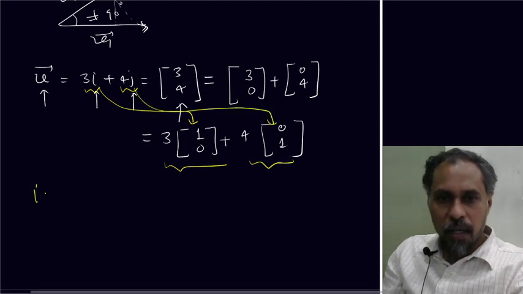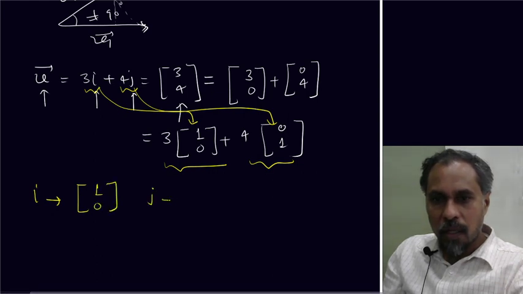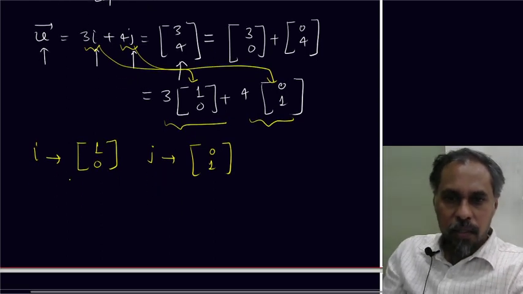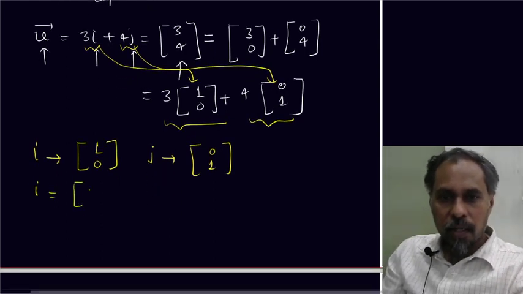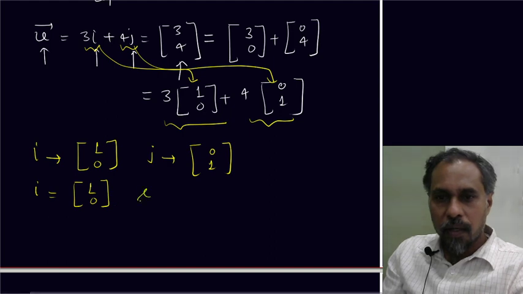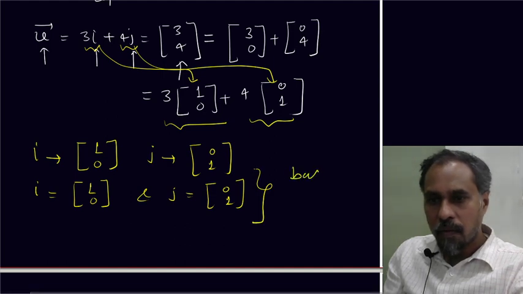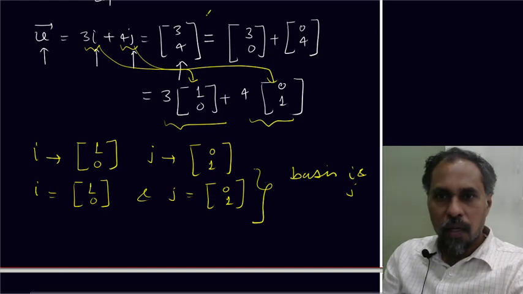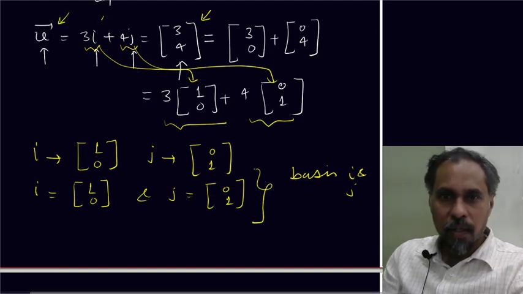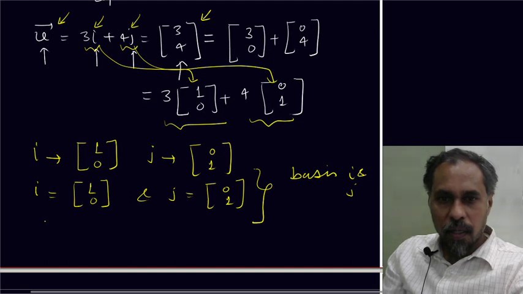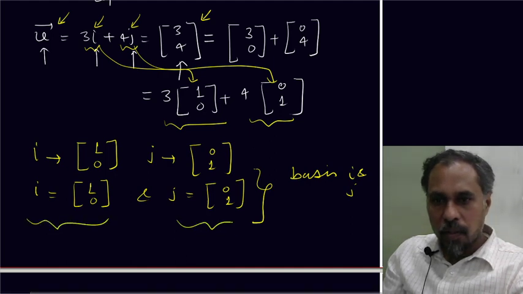It means i is mapped to a matrix 1 and 0, and j is mapped to another matrix 0 and 1. Or we can write i will be the matrix 1 and 0 and j will be the matrix 0 and 1. So this is the matrix form of the bases i and j. This is the matrix form of the vector v, and the matrix form of i and j will be this one.